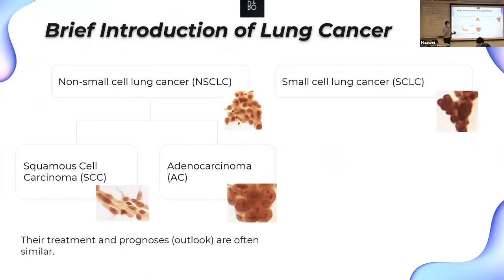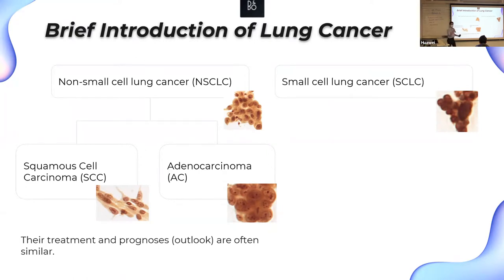Let me give you a very brief introduction to lung cancer. Basically, there are just two main types, small cell or non-small cell. Small cell is easy, it's just one type, so there's not too much to do with it. When you classify a small cell, SCLC, that's good, that's okay. Another problem is that for non-small cell lung cancer, there are at least two types. One is squamous cell carcinoma.